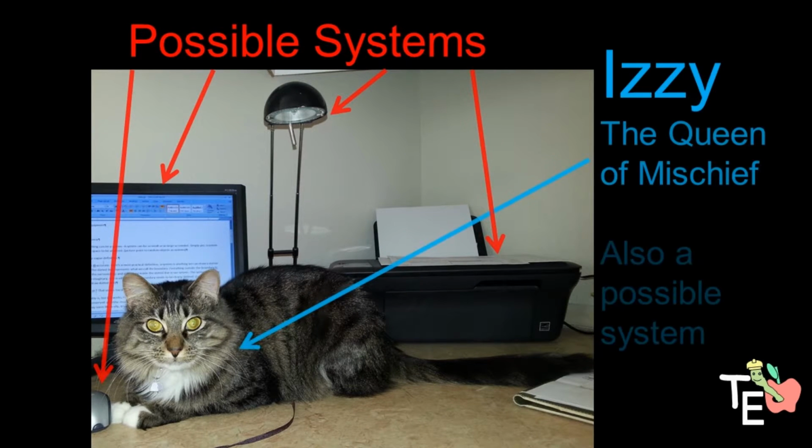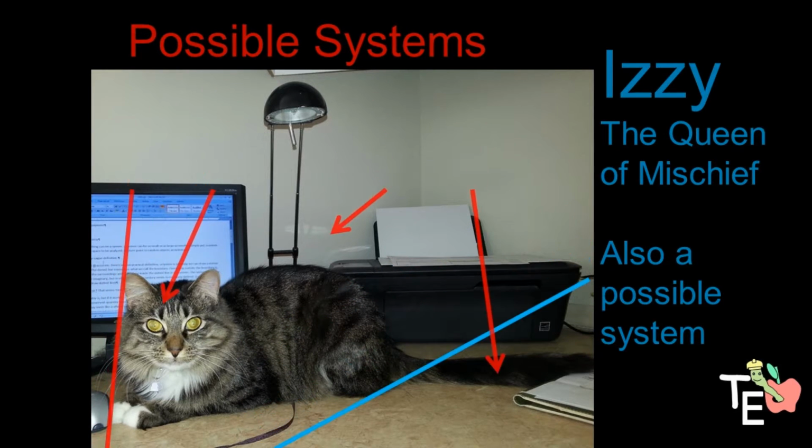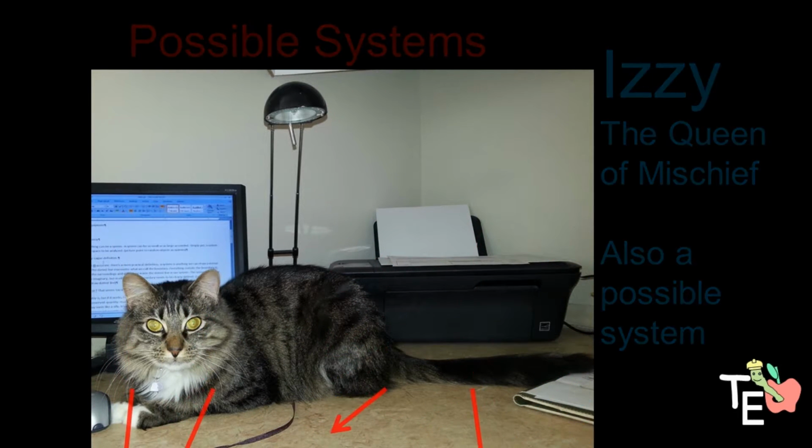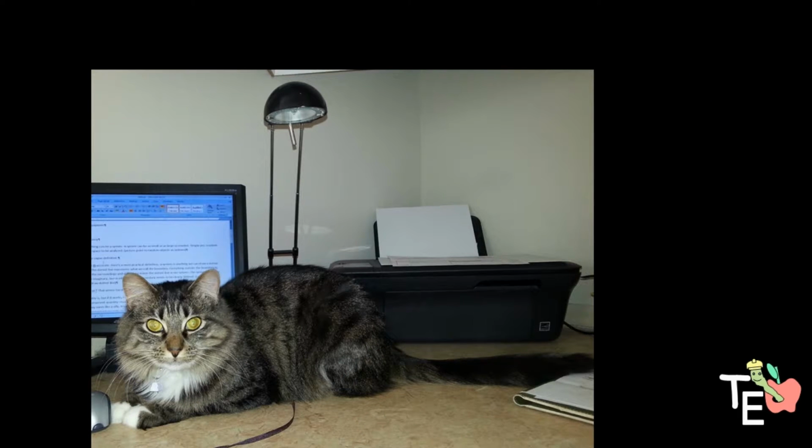Even Izzy, the queen of mischief, could be considered a system. Yeah, she looks all sweet and innocent until you try to move her, and then she bites you. What were we talking about again? Systems, sir. Oh, right. Okay.